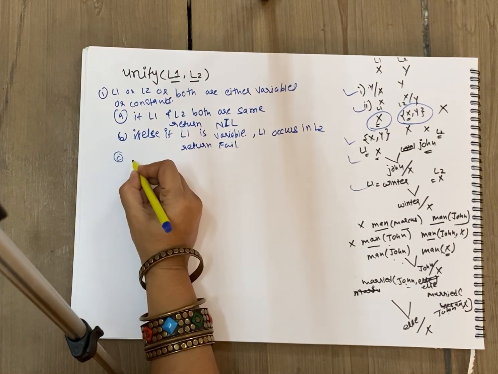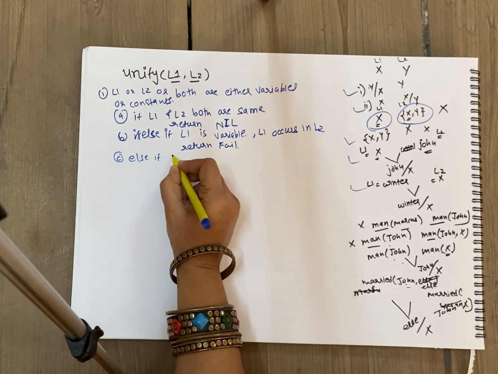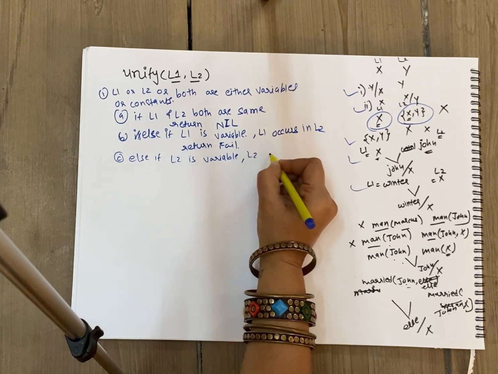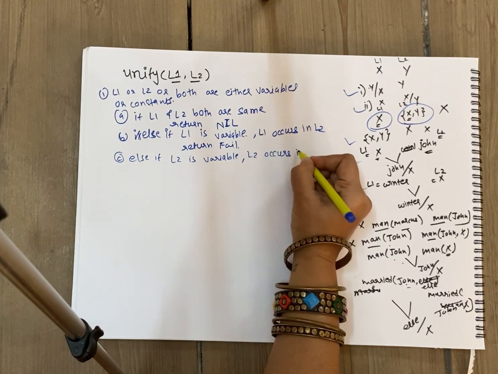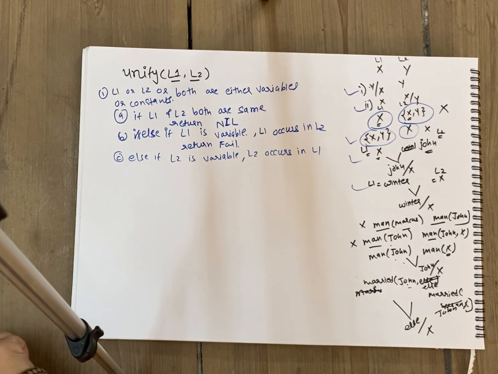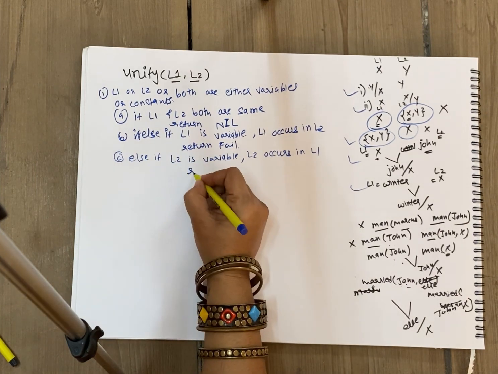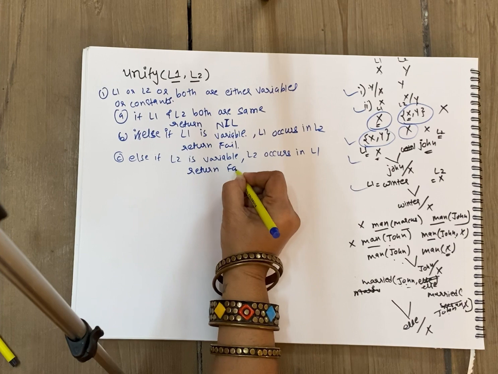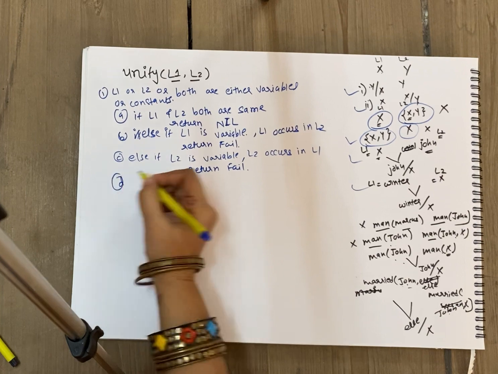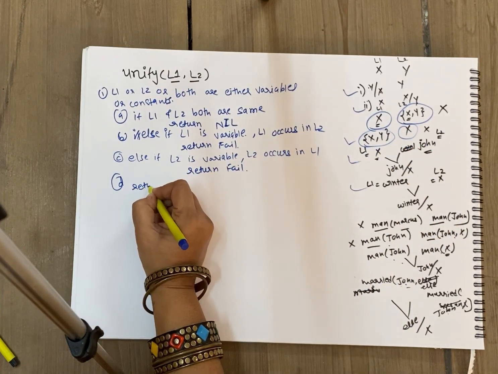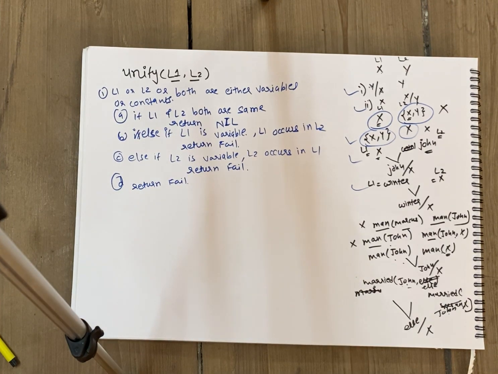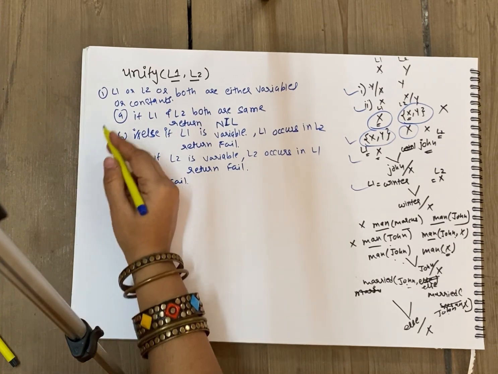The third possibility is else if L2 is a variable and L2 occurs in L1, meaning L2 is a variable but L2 is there inside as a part of L1, then again what are we going to do? Return fail. Simple, right? What is the next possibility? In any other case, if none of these holds, then return fail, meaning they are not identical and unification is not possible. So when L1 and L2 are not identical, unification is not possible.